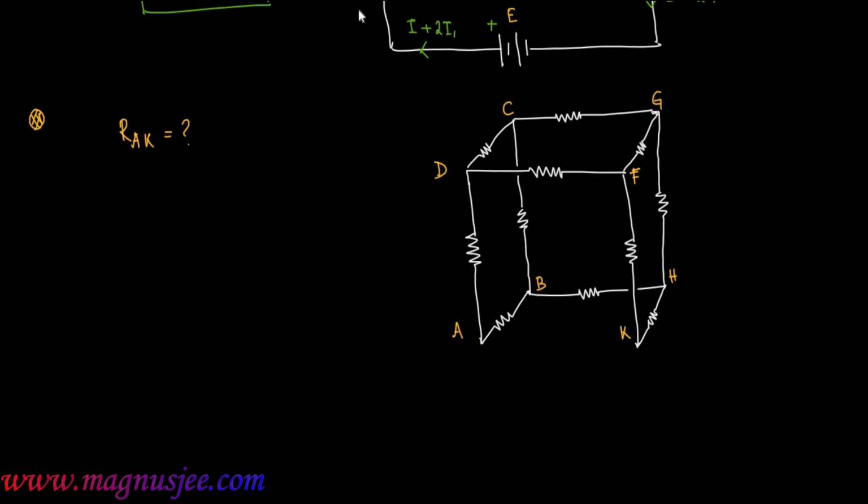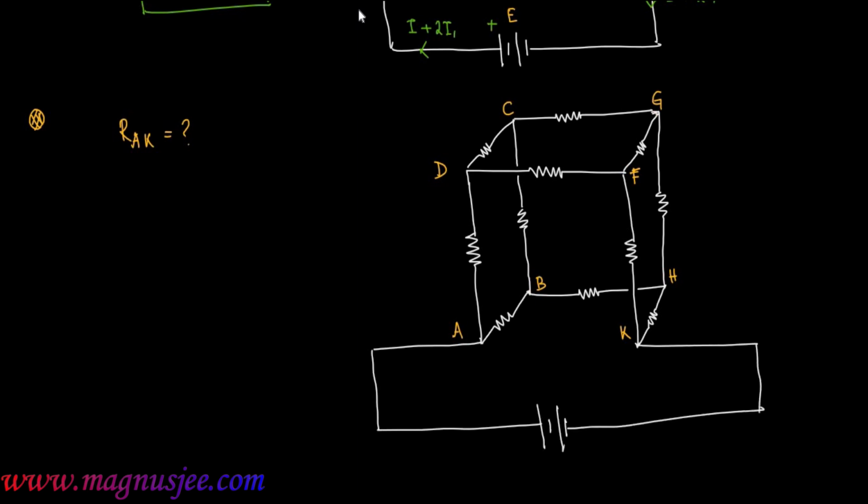To find the equivalent resistance between the two terminals A and K, a battery of EMF E should be connected. A battery of EMF E should be connected between the two corners A and K, such that the arm AK is incomplete.